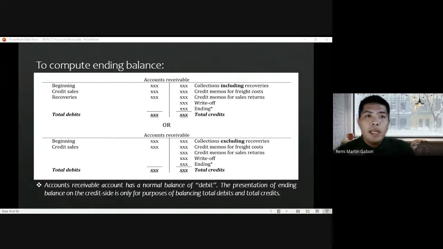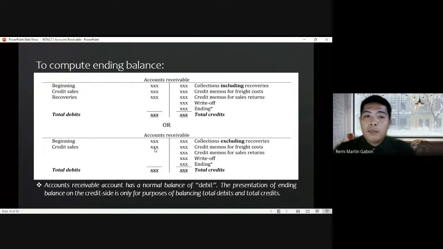So to explain the first T account, on the debit side, we have the beginning balance. Okay? We are here in the first T account, the top T account. So we have the beginning balance, credit sale, and recoveries. Should there be any beginning balance, we normally post it at the debit side because accounts receivable is an asset with a normal balance of debit.